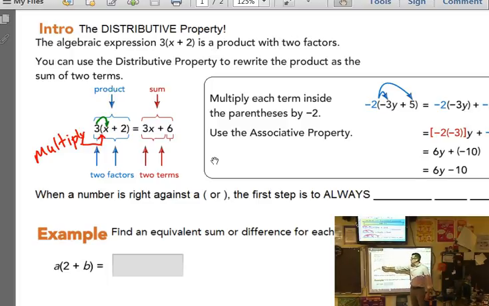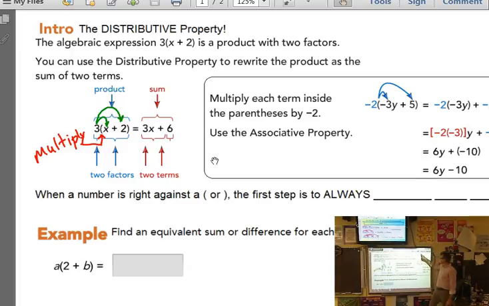Always you need to draw arrows from the value on the outside of the parentheses to every term inside the parentheses. Notice I didn't say every piece, because it doesn't go to every piece, we'll get there. If this was 4x instead of just x, it just goes to the 4x. It doesn't go to the 4 and the x. It doesn't separate. It goes to every term in the parentheses. So 3 times x gives me 3x. 3 times 2 gives me 6.